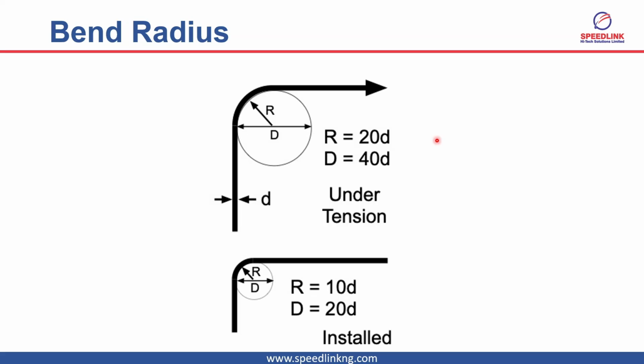See a picture of what we have been explaining here. Are you seeing the bend radius? So the radius is what? 20. The diameter will be what? 20 times 2, 40.